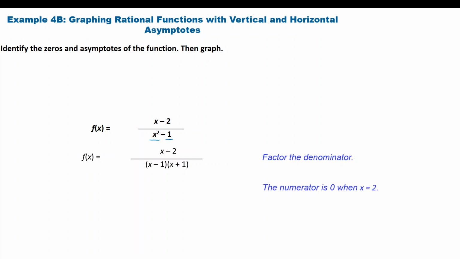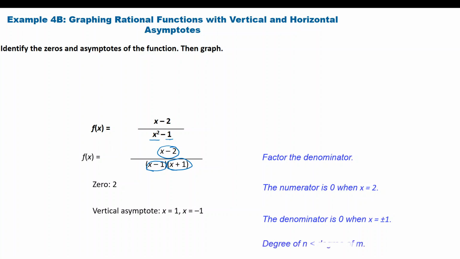Next we're going to look at the numerator, and when x equals 2, the numerator is 0. So that tells me that the zero is at 2. The next thing I need to notice is that in the denominator, when x equals 1 or x equals -1, the denominator becomes 0. So that tells me that I have vertical asymptotes at x equals 1 and x equals -1. The final thing we need to do is figure out our horizontal asymptote.